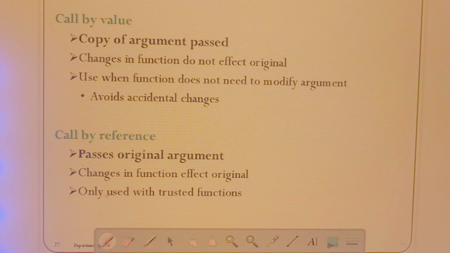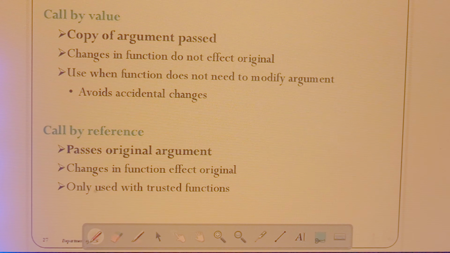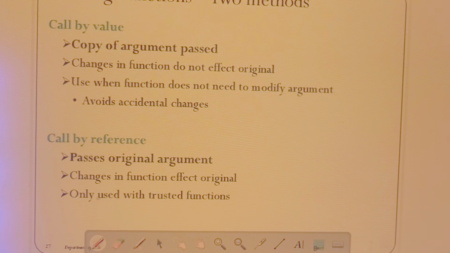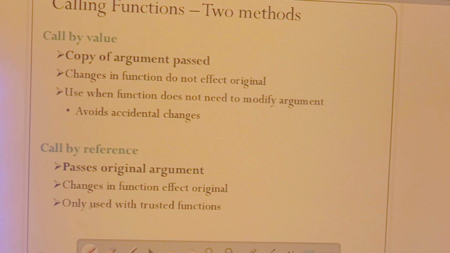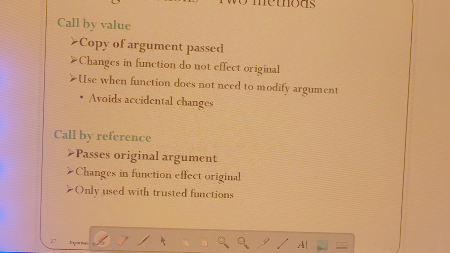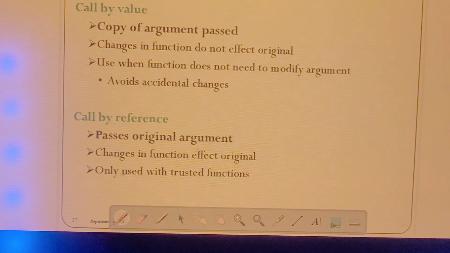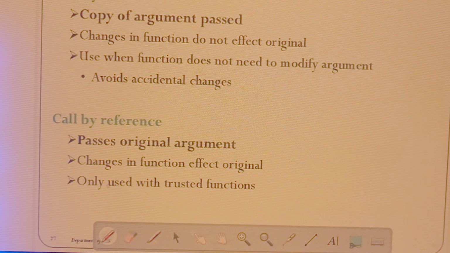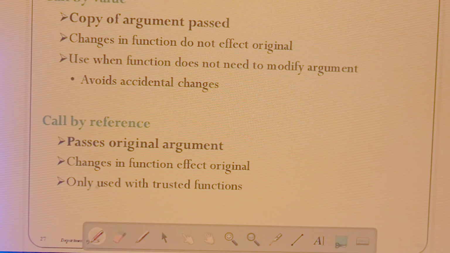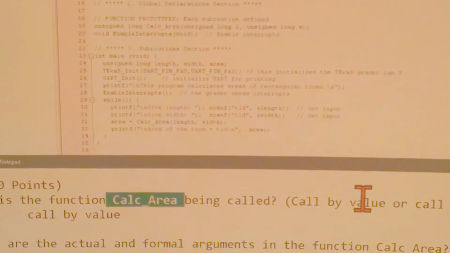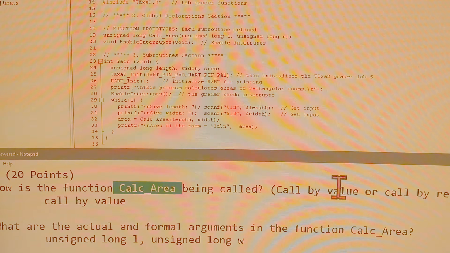So a call by value is when we copy the argument passed. Changes in the function don't affect the original. And we want to use this when we do not need to modify the argument, so we can avoid accidental changes. Call by reference is when we pass the original argument. It does change the original, so changes in this function affect the original, and it's only used with trusted functions. Well, we can see that we're going to want to call this in our while loop multiple times, and that means we can't change our original function.